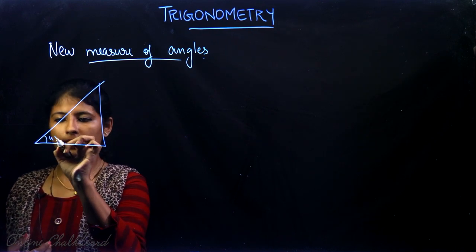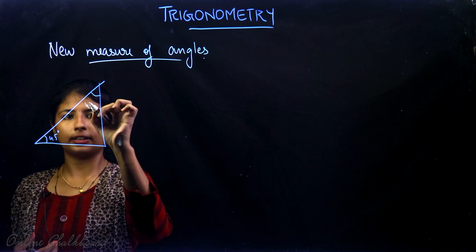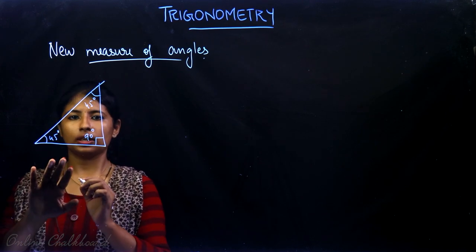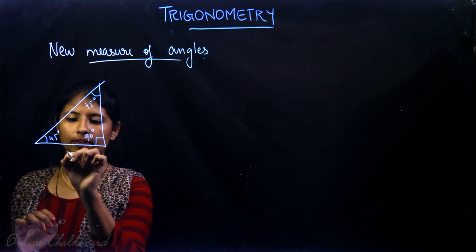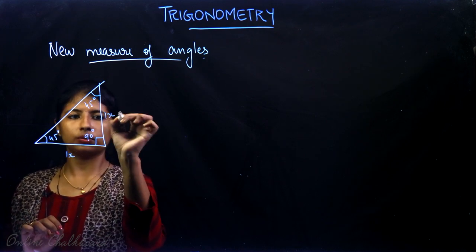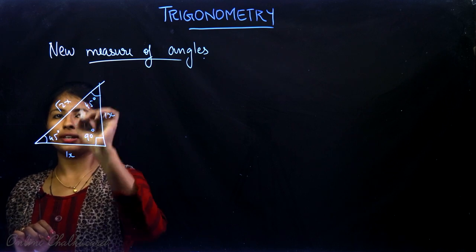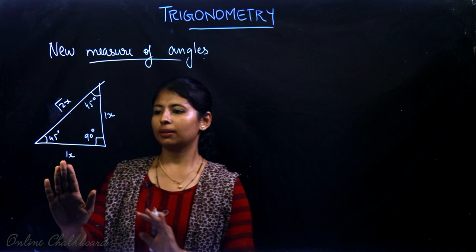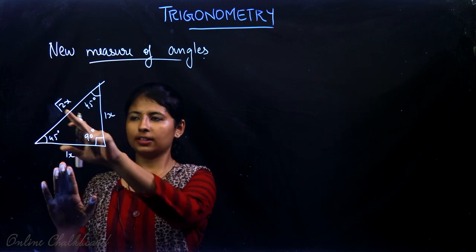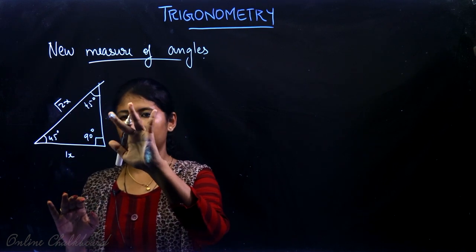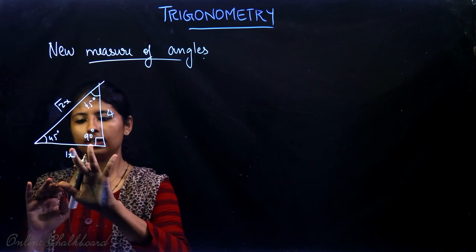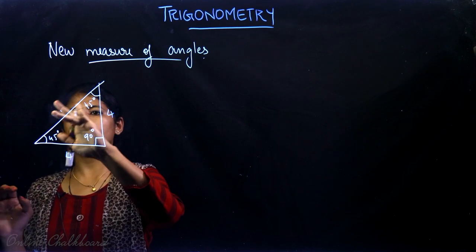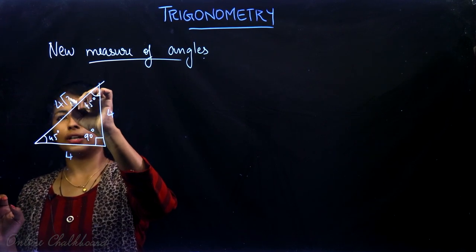This is 45 degree. This is 45 degree. This is 90 degree. We will see this ratio: 1x, 1x, root 2x. If, for example, this side is 4, this side is 4, and the hypotenuse corresponds to 4 root 2.